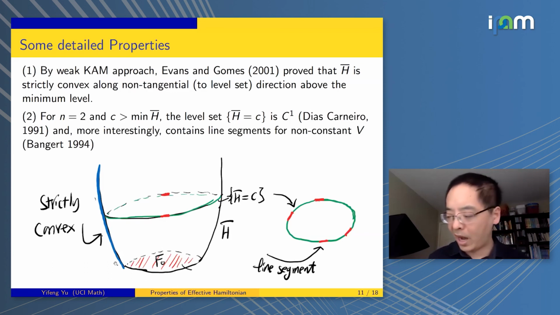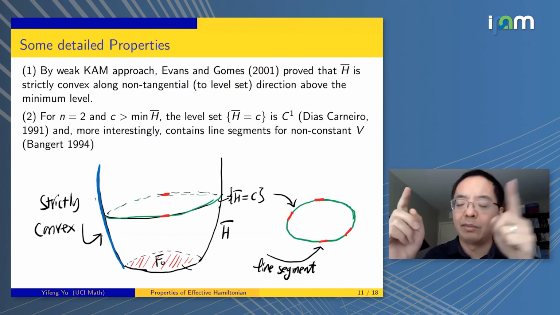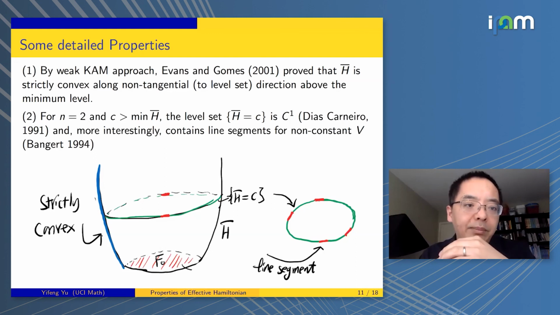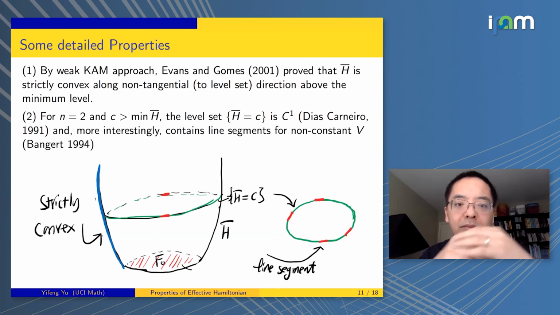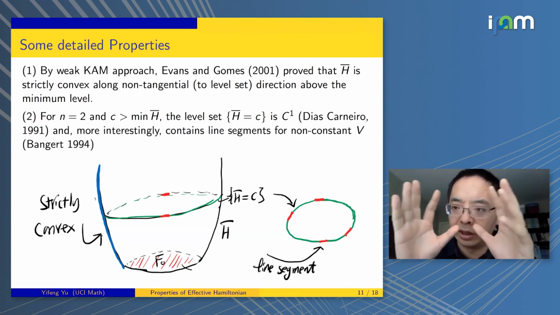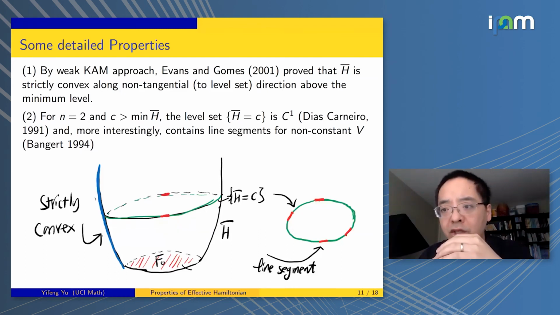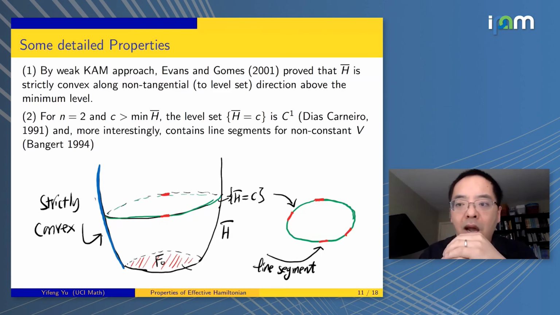If we look at the direction that is not tangent to any level set, so that means, for example, if you just look at the radial direction, then by using the WKB approach, Craig Evans and Gomes proved in a paper that H bar is strictly convex along the non-tangent direction, which means for this one, you don't see much difference from the original Hamiltonian.